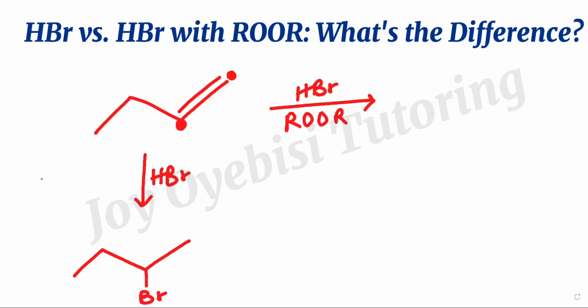Now, for the addition of hydrogen bromide in the presence of peroxide, the bromine will add to the less substituted side this time, okay, which is there, and the hydrogen will add to the more substituted side this time. So you simply have this product where the bromine attaches to the less substituted side, and that's what we call the anti-Markovnikov product. And that's simply the differences between the addition of hydrogen bromide and hydrogen bromide in the presence of peroxides.